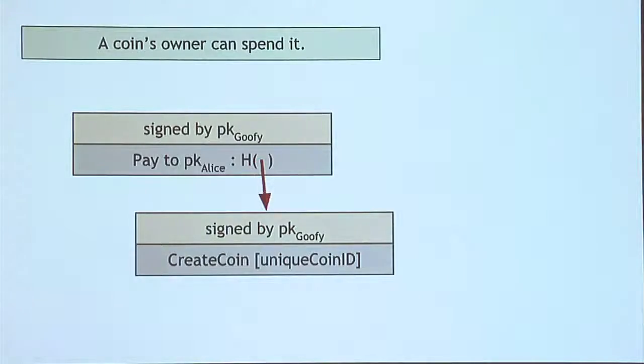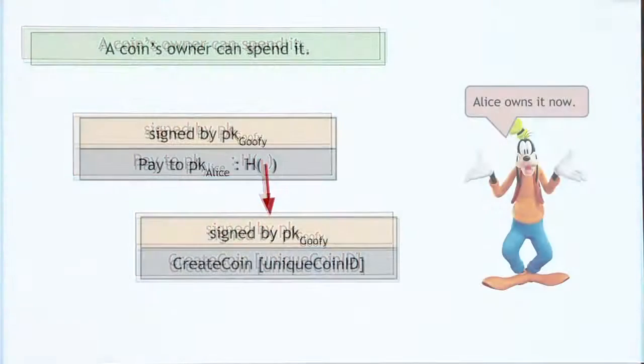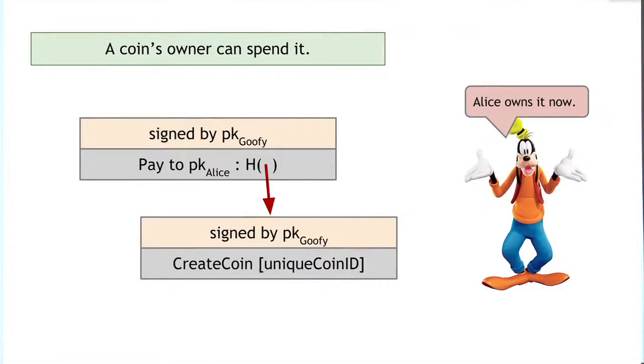Goofy is the one who owned that coin, and so Goofy has to sign any transaction that spends the coin. Once this has happened, now Alice owns the coin. Alice can prove that she owns the coin because she can present this data structure here, which is validly signed by Goofy and points to a coin that was validly owned by Goofy. And so the correctness of this coin is self-evident in the system.